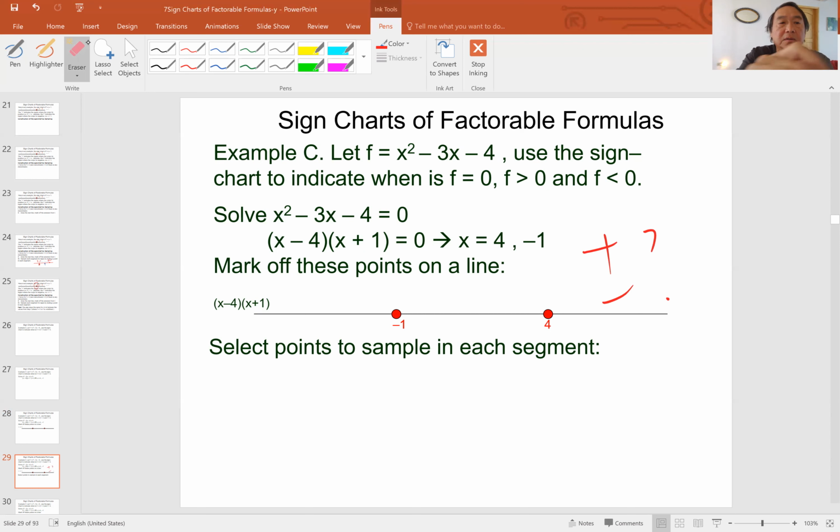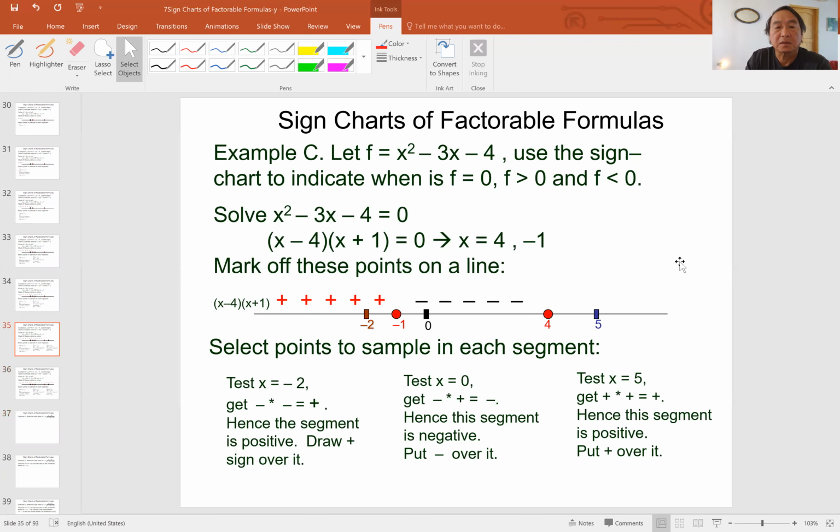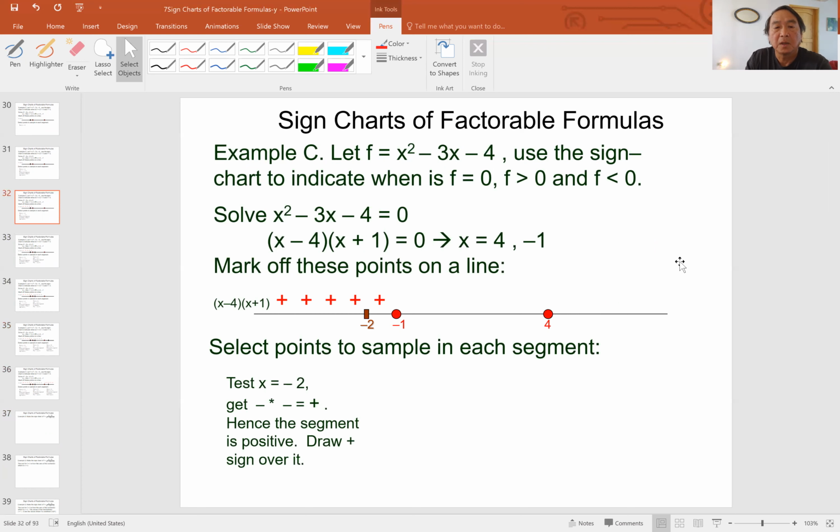We sample points. So what do you mean by sample points? What we mean by sample points is we choose a number and test it. For instance, here we choose -2, then we test what the sign is going to be, and that's going to be plus. Plugging -2 into x, you're going to get a negative number times a negative number. This is negative, this is negative.